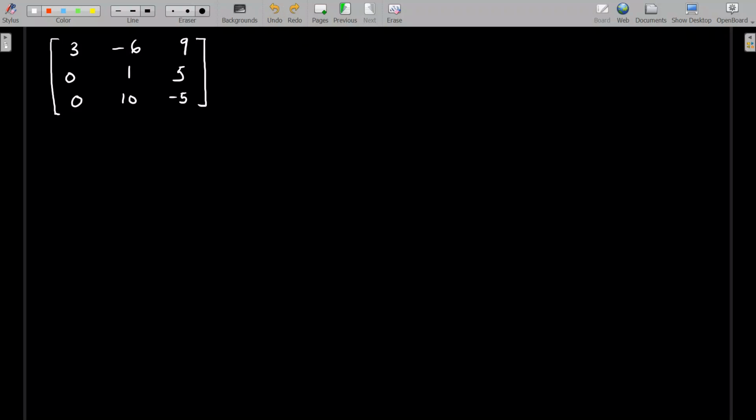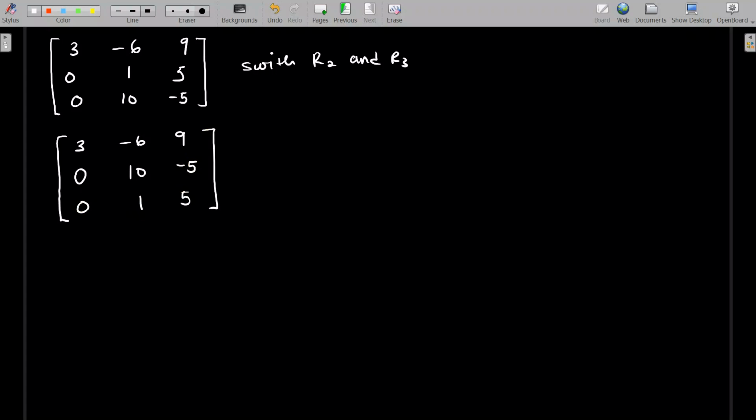So I have to switch rows 2 and 3 because of the partial pivot. I have to make sure that the pivot has the highest magnitude compared to the next row. In that case, I'm going to have 3, negative 6, 9, 0 here, and then 10, negative 5. Remember, I'm switching rows, right? And this guy.